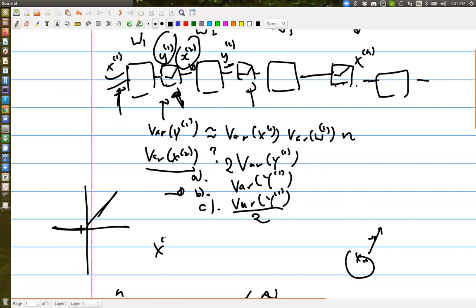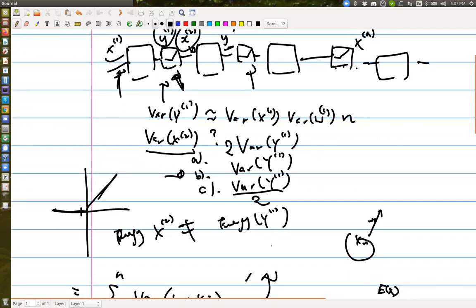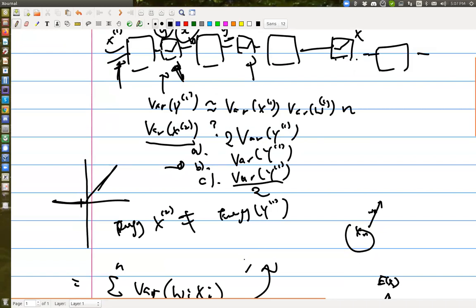The energy of X definitely should not be equal to the energy of Y, right? So energy, and often, if you consider zero mean, the energy is essentially the same as the variance.